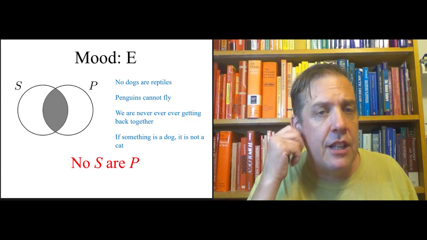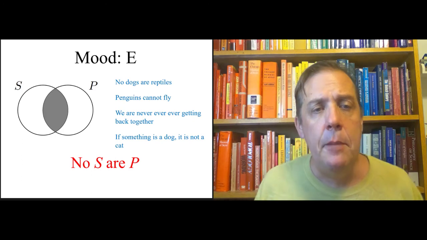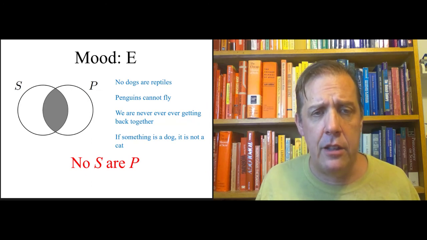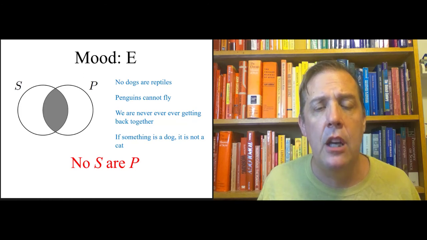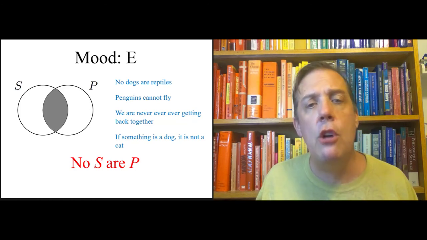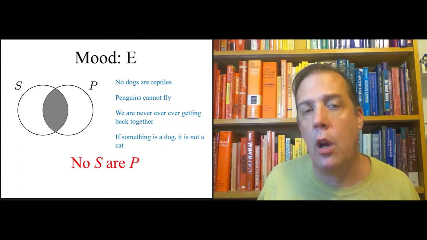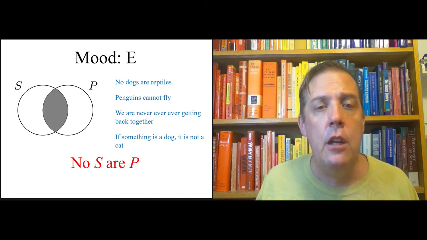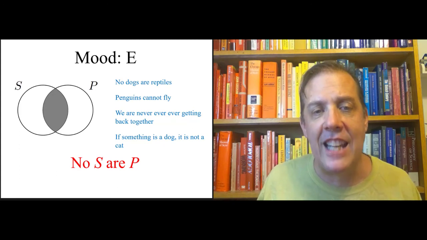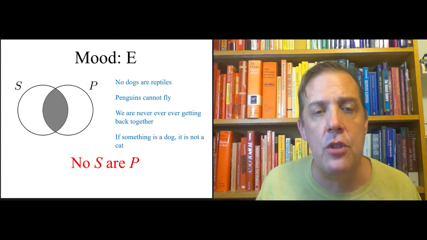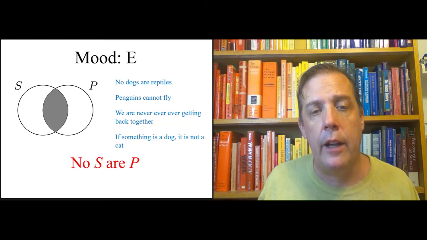Box E is things of the form no S are P. You represent it with the Venn diagram where you shade in the overlap between S and P, indicating that nothing can live there. Nothing can be both S and P. And so these are sentences like, no dogs are reptiles, or penguins cannot fly, or even, we are never, ever, ever getting back together, or if something is a dog, it is not a cat.